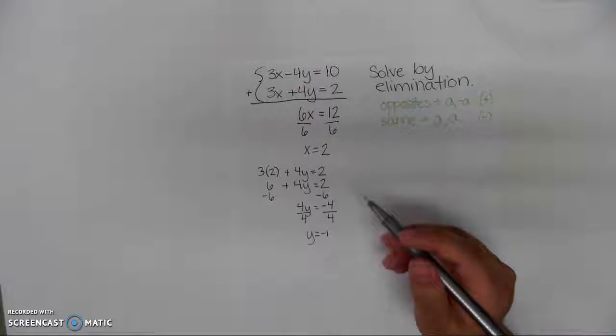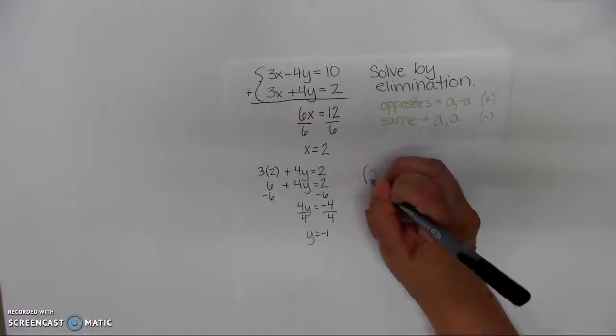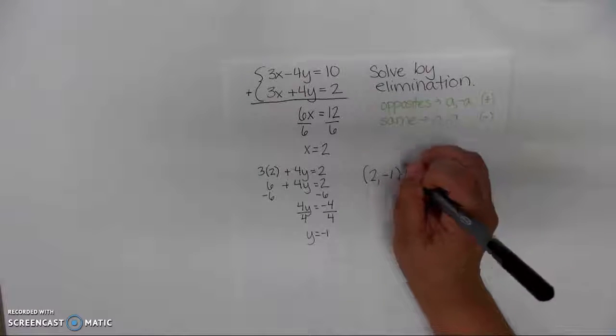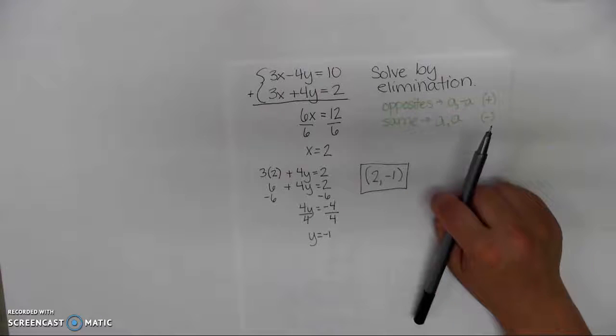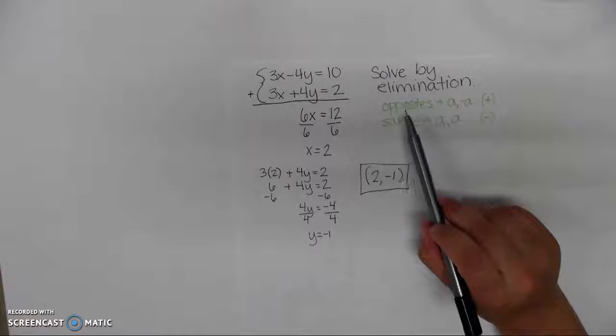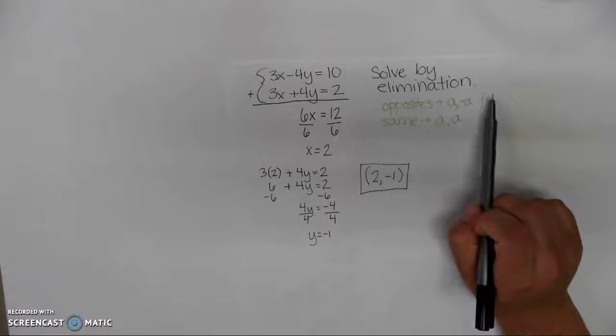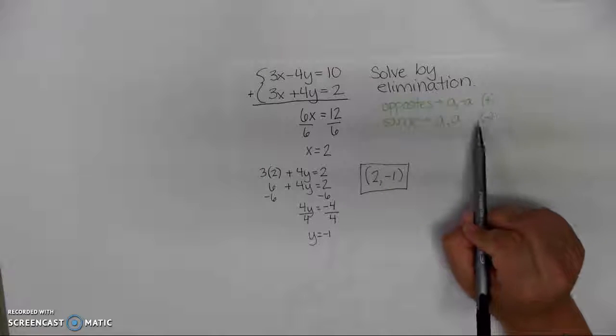Now that I have both x and y, I can list my ordered pair to be 2, negative 1. And that's my answer to this system. So again, remember that if you've got opposites, you add the equations together. If you've got the same number, you subtract.